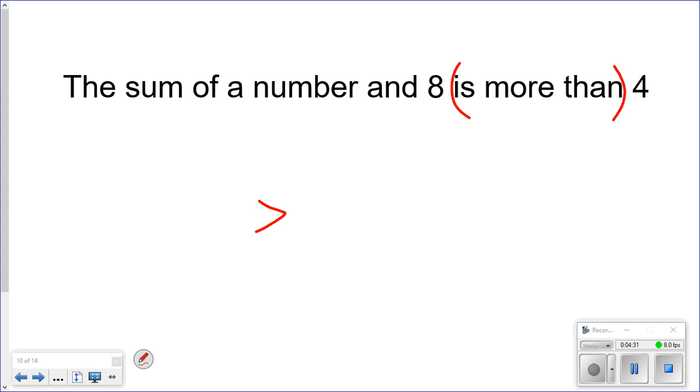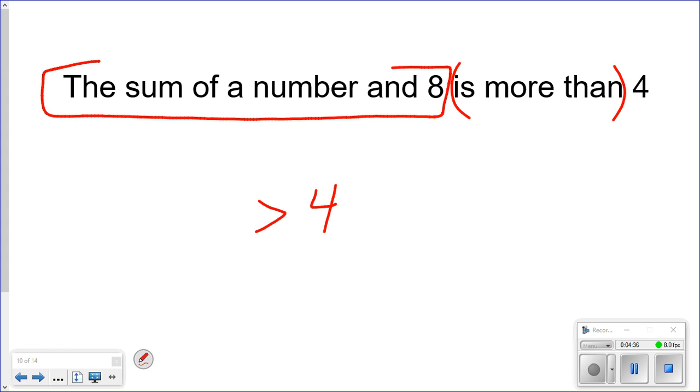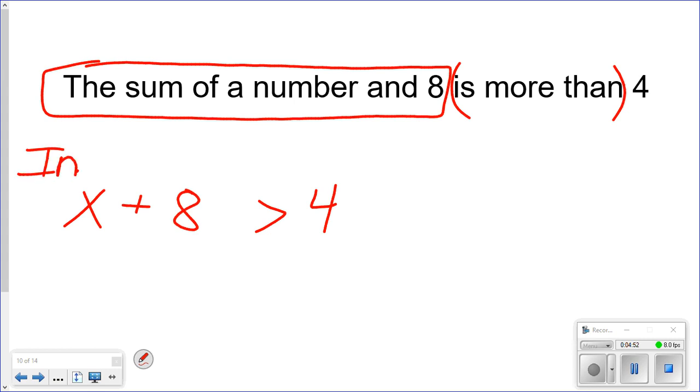Okay, so then I'm going to write 4 on this side. And what does this look like? The sum of a number and 8. Mason, whatever letter, pick one. X. Okay, and then plus 8. What tells you it's plus? Because sum. You're right. So this is the inequality.